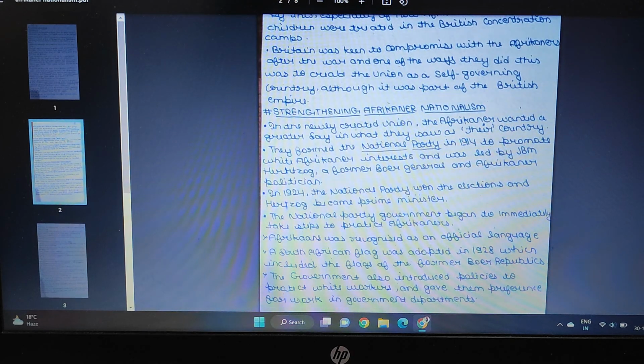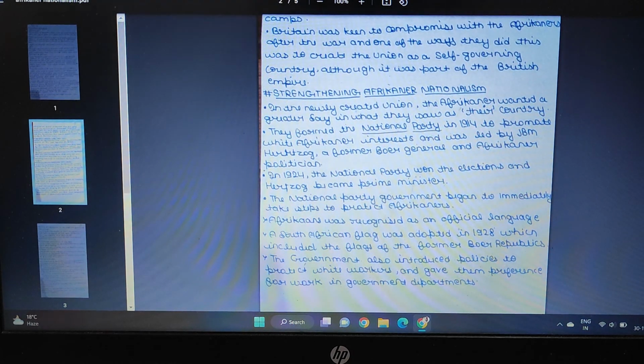Now, when we come to the next point, that is the strengthening of Afrikaner nationalism. When the British started a war against these Afrikaners, the Afrikaners started to unite and they formed Afrikaner nationalism. In the newly created Union, the Afrikaners wanted a greater say in what they saw as their country. They formed the National Party in 1914 to promote white Afrikaner interests, and it was led by J.B.M. Hertzog, a former Boer general and Afrikaner politician.